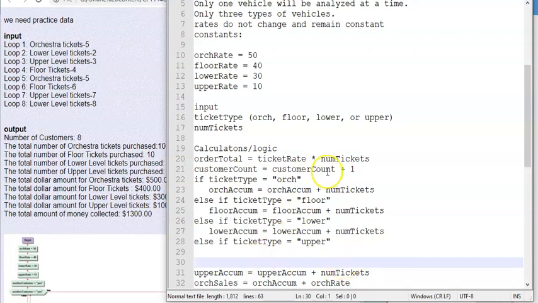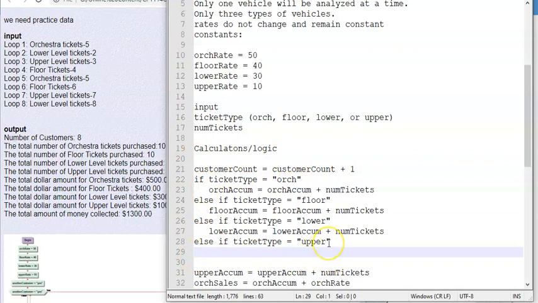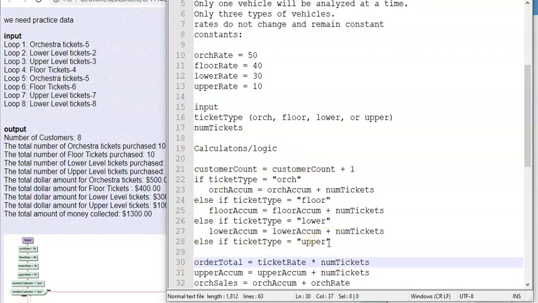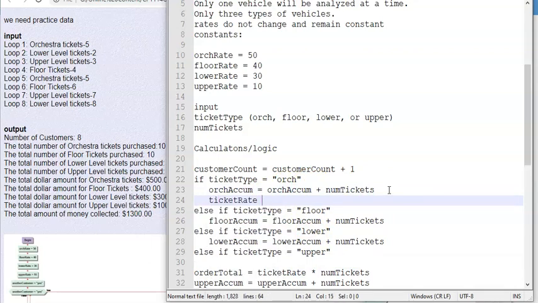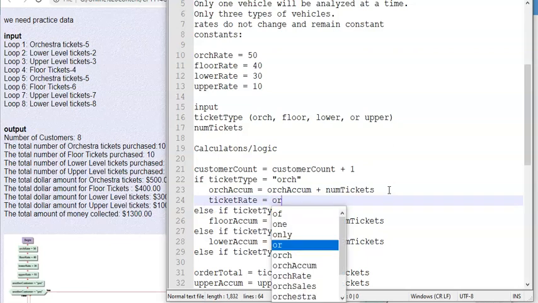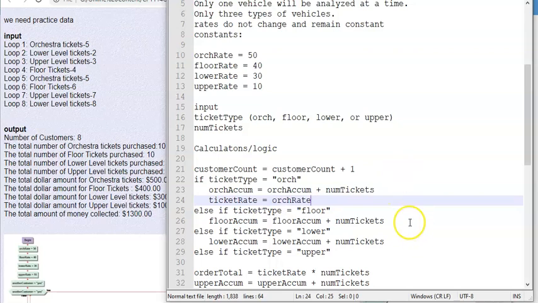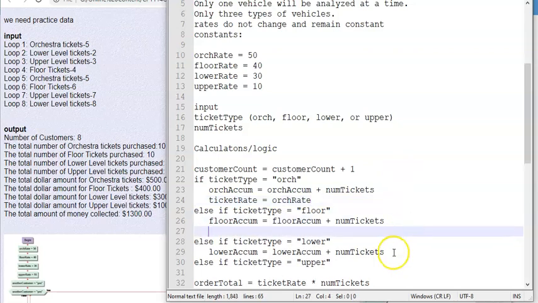Well, I have this up here that has to be done, and I have to determine what the ticket rate is, and the ticket rate depends on the type of ticket. So this math here, Control X, has to come down here because we have to do it after those decisions. And then one of the things we need to do inside those decisions is one last thing, and that is to assign the ticket rate. So if it's an orchestra ticket, then the ticket rate is going to be equal to the orch rate. And then we'll do that for each one of these.